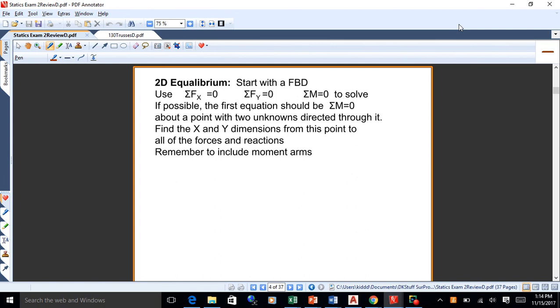Remember to include moment arms. That's a common mistake people make. They forget to include those. If your answer seems way out of whack, quite often it's because you might have forgotten moment arms, so that might be something to check on that.